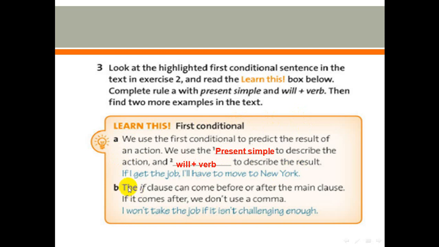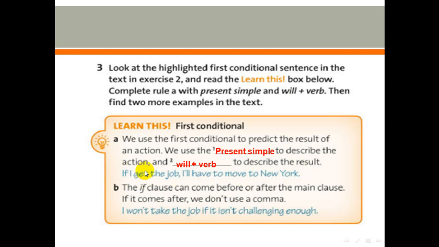An example here. If I get the job. أنا هنا أقول إذا حصلت على العمل. It's in the present simple. عندي if clause and the present simple of the verb get. I will have, then I put a comma. This is the if clause. عبارة الشرط. جواب الشرط. I will have to move to New York. يجب علي أن أنتقل إلى نيويورك. هذه هي the result. النتيجة للفعل هذا.